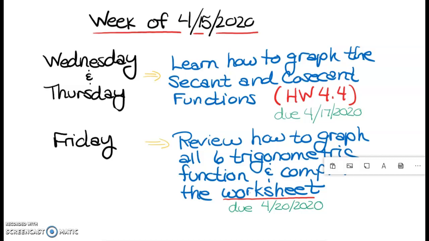And you will be working on homework 4.4. You'll be doing those problems out of order, so pay attention to the daily assignments. That homework is due on Friday, 4/17 by 4 p.m.